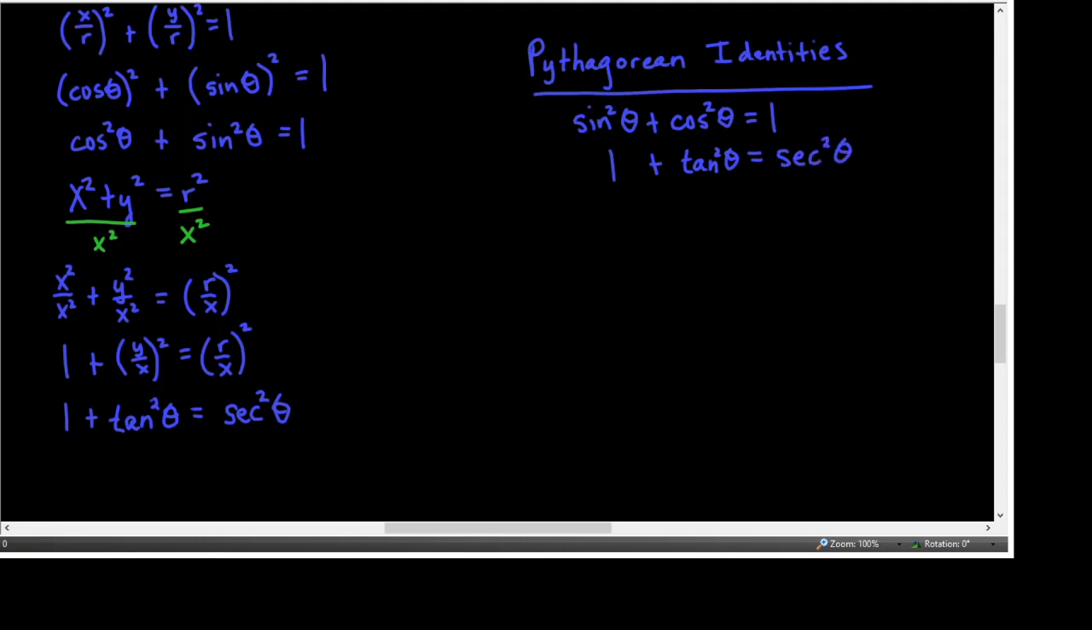Okay, the last one of those. x squared plus y squared equals r squared. We've divided both sides by r squared. We divided both sides by x squared. What's left? Well, I'd like you to pause the recording and see if you can follow through and develop what the third Pythagorean identity is. Third of 3. Okay, do that by yourself.